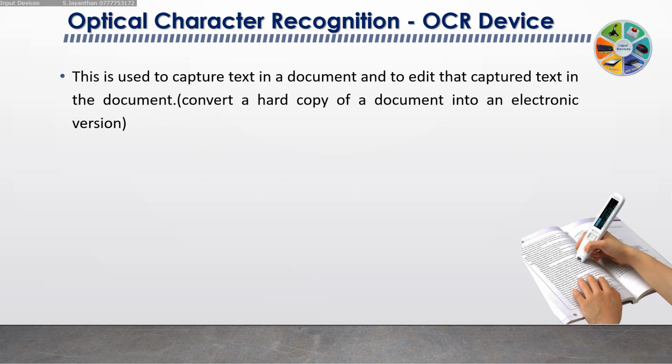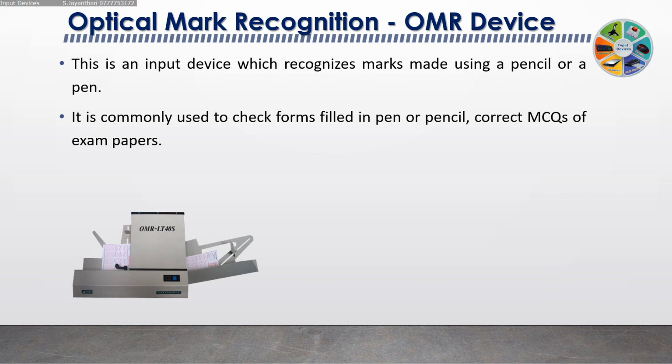OCR device. This device is used to capture text in a document and also edit the captured text in the document. So it is used to convert a hard copy of a document into an electronic version. OMR device, which is an input device that recognizes the marks made using a pencil or pen. So it is commonly used to check forms filled in with pen or pencil or to correct MCQ papers of exams.